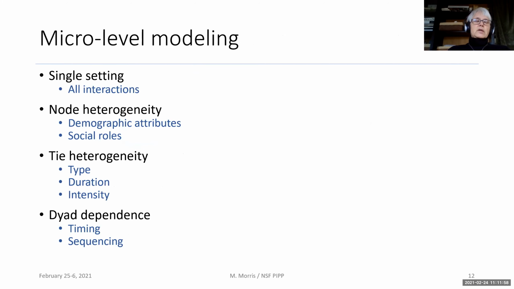At the micro level, we're typically talking about a single setting or representing a single population and all of the interactions between nodes in that setting. We're interested again in nodal heterogeneity, in tie heterogeneity in terms of the type, the duration, and intensity. And here we often focus on something that we call dyad dependence, that is dependence in the partnerships or contacts between dyads in the timing and sequencing of these events.